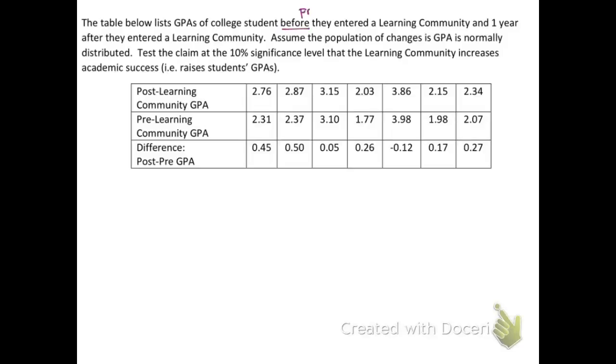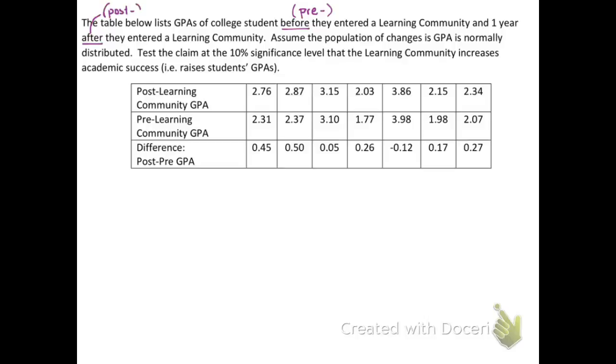All right, we're going to do a video on the dependent t-test, a dependent test of the means. The table below lists GPAs of college students before they entered a learning community and 1 year after they entered a learning community. Assume the population of changes is normally distributed. We have a very small sample here of only 7. Test the claim at the 10% significance level that the learning community increases academic success.